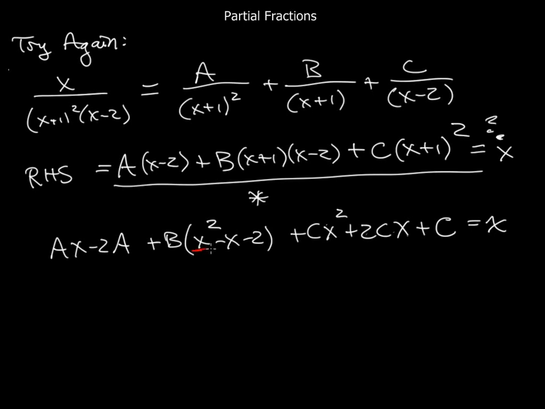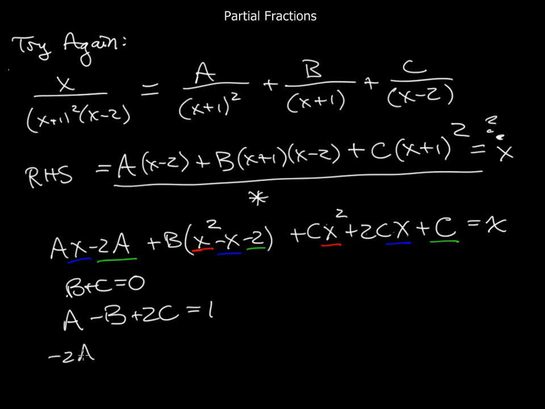And so let's just look at the x squared term, so we'd better have that b plus c is equal to 0. And here are the x terms, there are 3 terms, so we'd better have that a minus b plus 2c is equal to 1, excuse me, that's the x term. And then finally the constant term is minus 2a minus 2b plus c. And that had better equal 0.